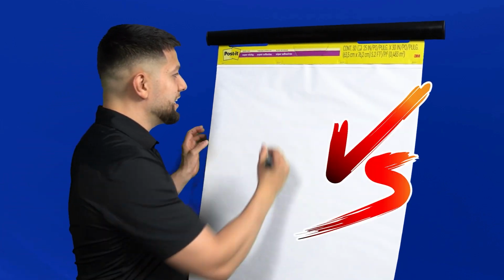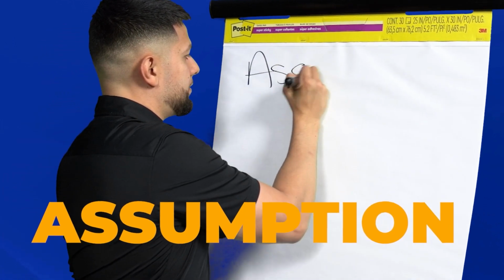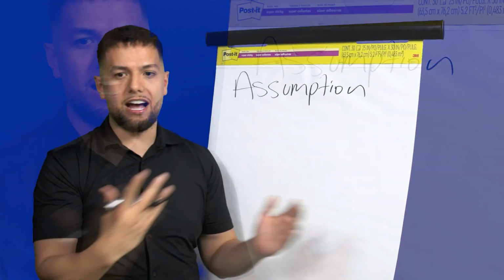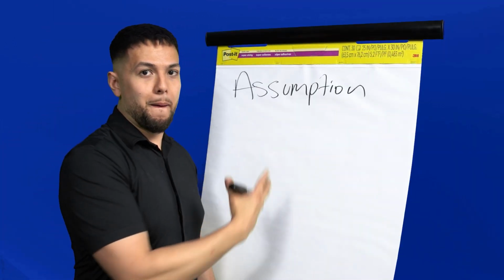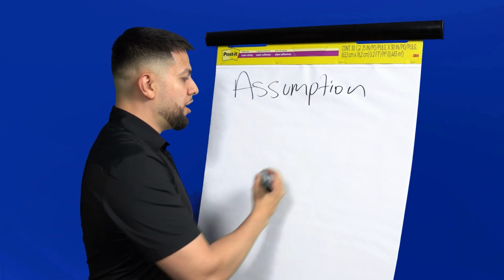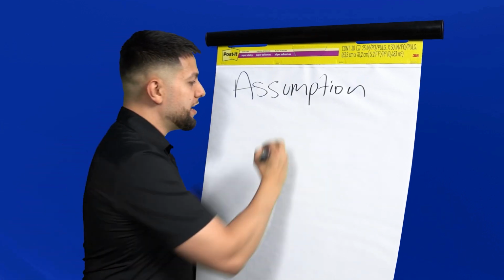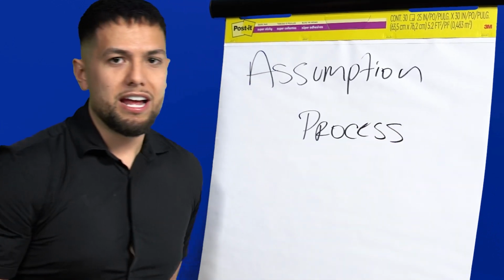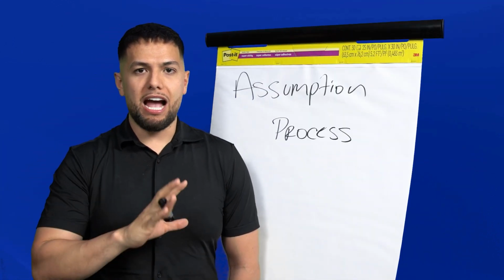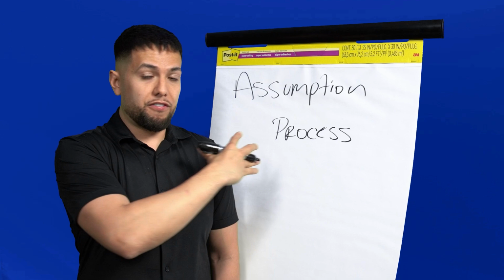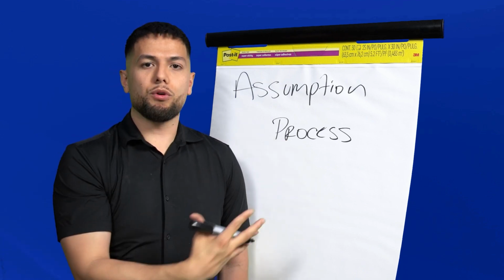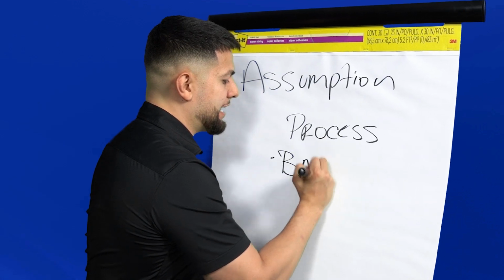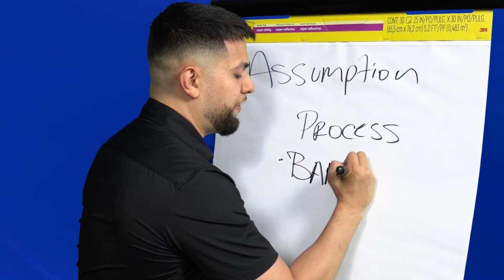Now, versus an assumption. And I am not too sure if this is how you spell this, but I'm going to hope this is how you spell it. Now, with an assumption there is a process that you have to go through. Not one property have I ever bought via assumption. And the reason why is now you have to go through the bank. This is where you notify the bank.